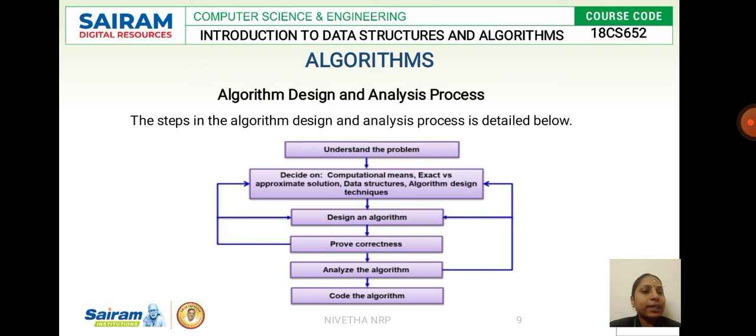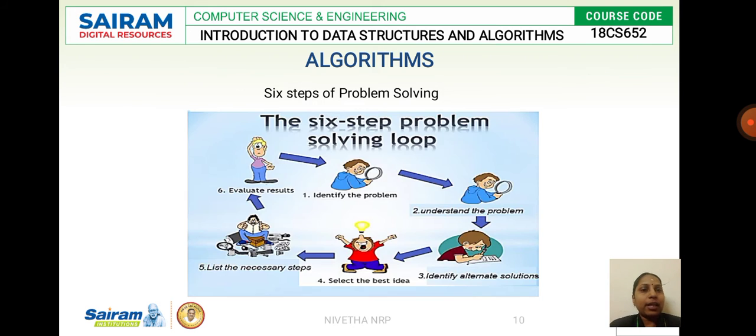Next will be proving the correctness of that algorithm. We have certain strategies to prove the correctness of an algorithm, so we'll be adopting those strategies to prove the correctness of the algorithm. Then we analyze the algorithm. When you go with analyzing an algorithm, there come two factors, space complexity and time complexity, that will be discussed in the next slide. Then finally we'll go for the code of the algorithm. This is the process where we design an algorithm and we carry out an algorithm.